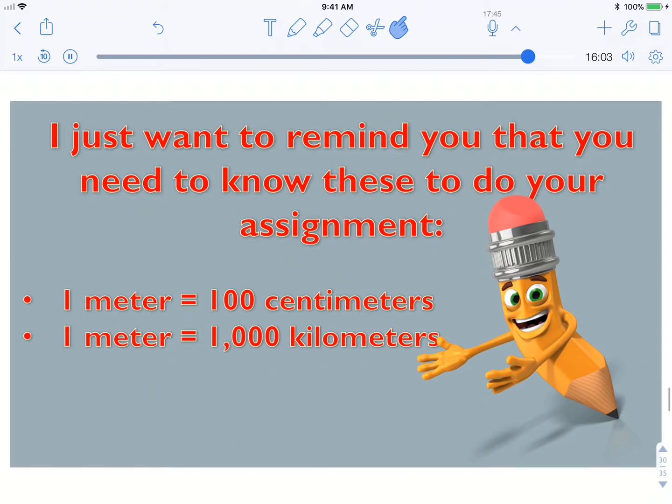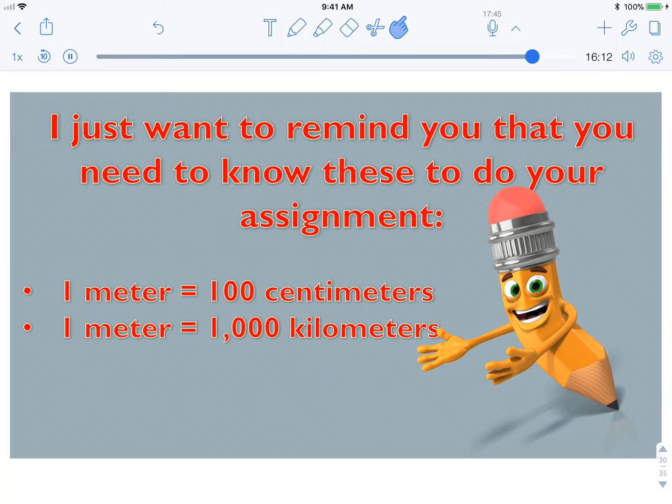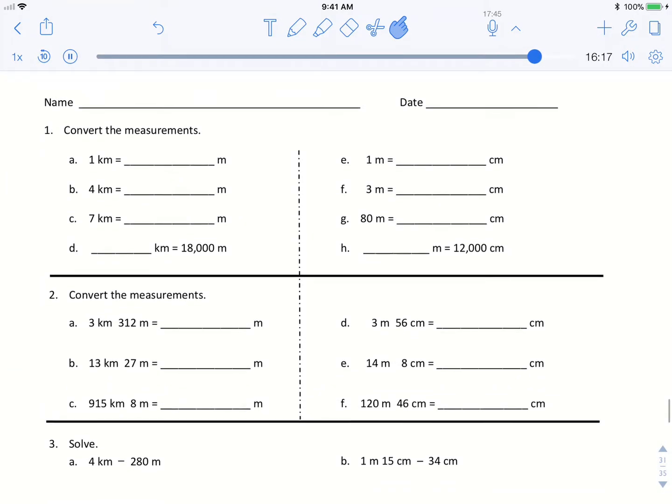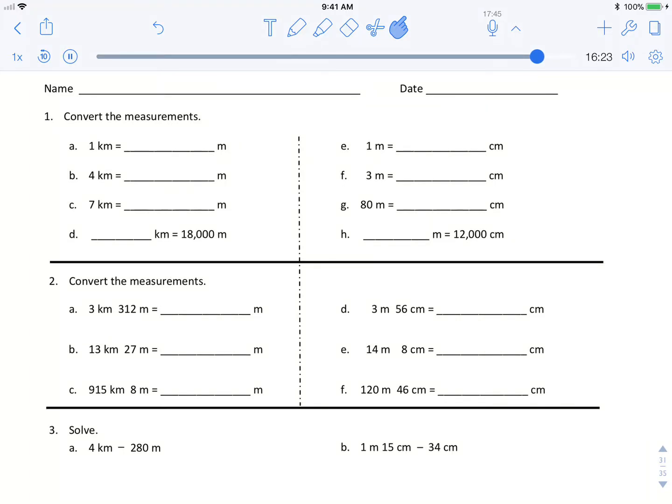I just want to remind you that you need to know these to do your assignment today. 1 meter equals 100 centimeters. 1 meter equals 1,000 kilometers. So I'm going to go ahead and do the first few problems on your problem set just to kind of help you out a little bit.